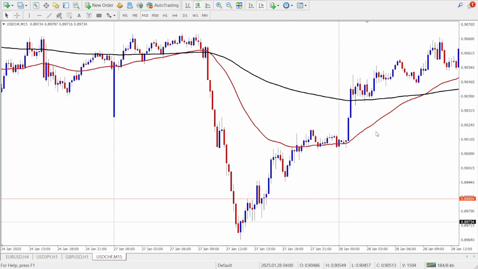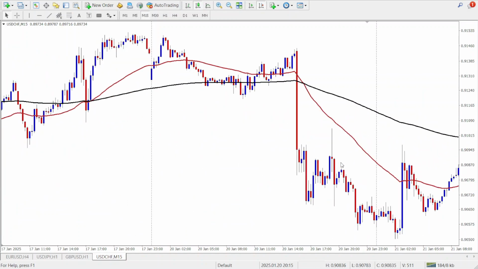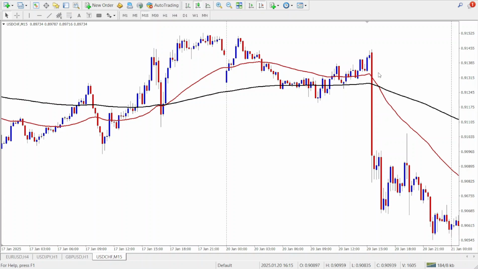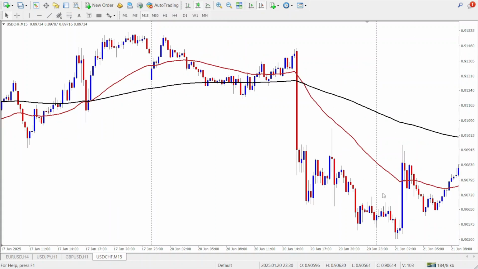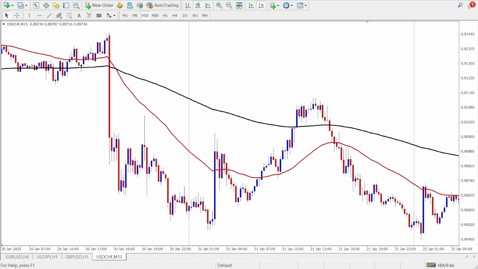So when the shorter moving average crosses above the longer moving average, this is known as a bullish crossover, which signals the potential for an upward price movement. On the other hand, when the shorter term moving average crosses below the longer term moving average, this is called a bearish crossover, indicating that the market could be moving downward. Now, understanding this basic crossover concept is the first step to mastering this strategy.